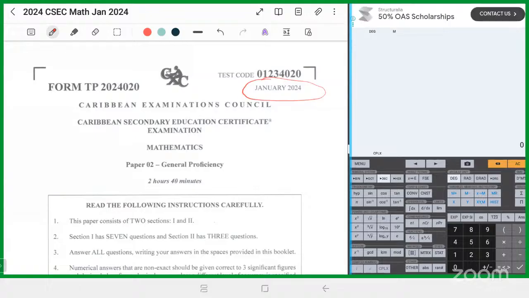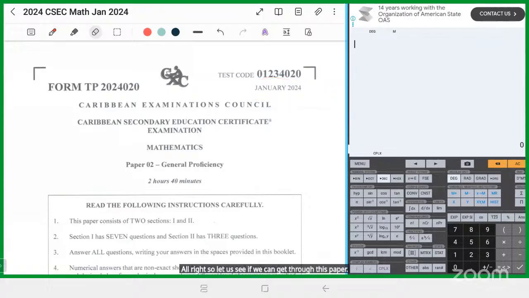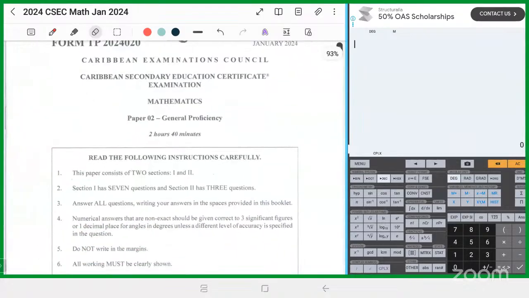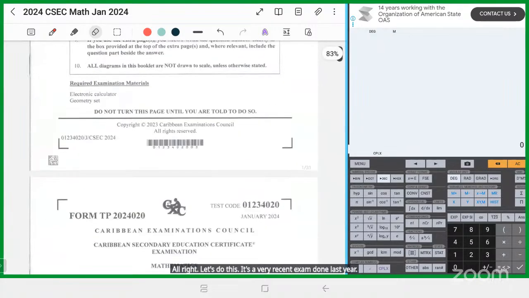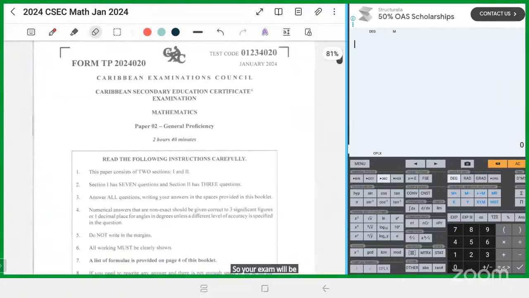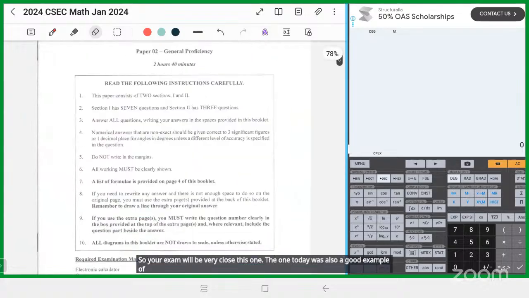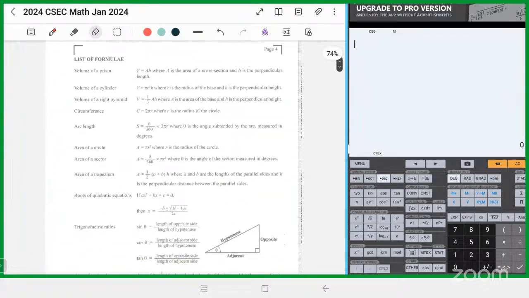All right, so let us see if we can get through this paper as quickly as possible and hear the grades from 6:30. We'll be able to finish this for 9 and get out of here, 2.5 hours, right? All right, let's do this. This is the January 2024 paper, a very recent exam, so your exam will be very close to this one. The one today was also a good exam, like the one we did earlier today. All right, let's go.